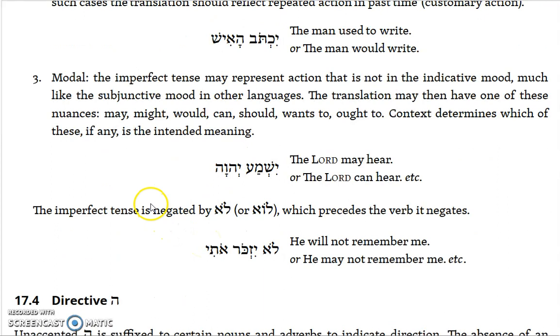But then there's yet another meaning of the imperfect called the modal usage of the imperfect. The imperfect tense may represent an action that is not in the indicative mood, much like the subjunctive mood in languages like Greek. And the translation then may have to use one of these kinds of words, may or might or could or can or should or wants to or ought to or would that, any of those kinds of things.